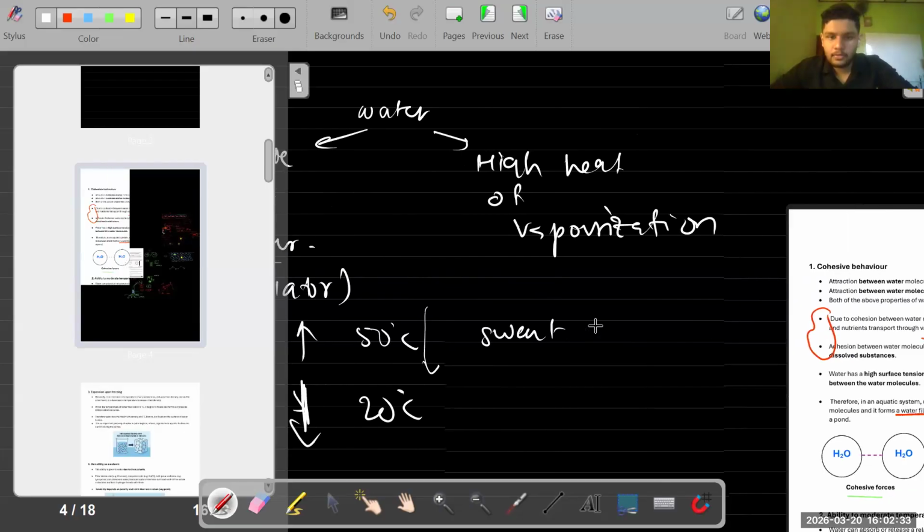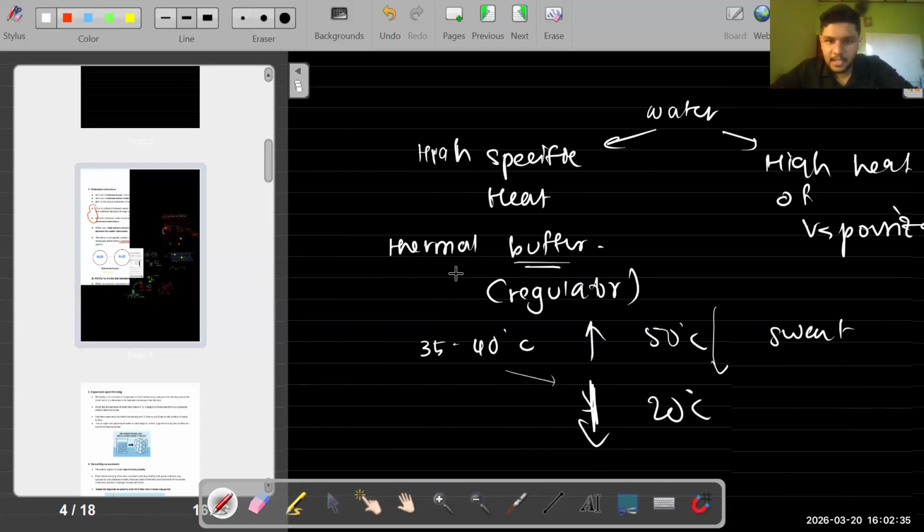Right. Now, this is how water acts as a thermal buffer. Buffer means regulator. Regulator means thermal regulator. You can understand the word regulator, right? Regulator means it is involved in maintaining. The word regulator means maintaining, right? This is one property.